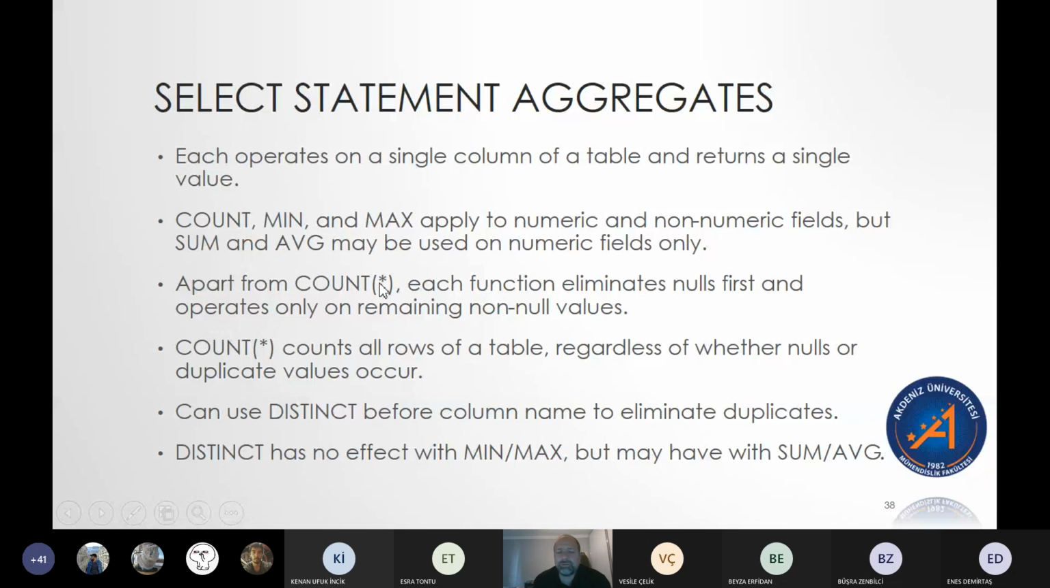Count star is going to be used a lot. Again, just like I said, you'll use select star from table a lot. You will use select count star from table quite frequently as well, to find out how many rows are in a table. Count star counts all of the rows of the table. It doesn't matter if nulls or duplicate values in a certain column occurred. Okay. All right.